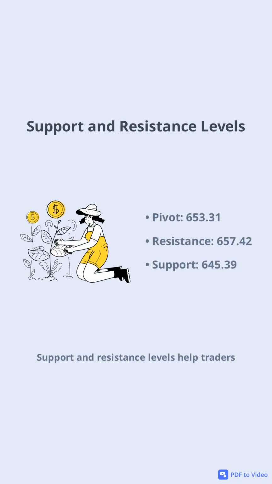Support and resistance levels help traders identify potential entry and exit points. For Meta, the pivot point is at 653.31, with resistance at 657.42 and support at 645.39. These levels are tightly clustered around the current price, indicating a narrow trading range. Breakouts above resistance or breakdowns below support can trigger significant moves, so it's important to monitor these levels closely.